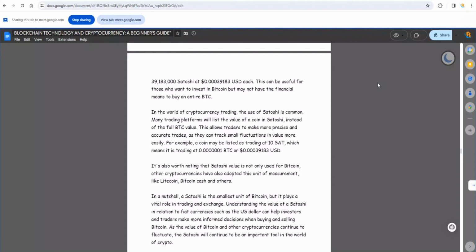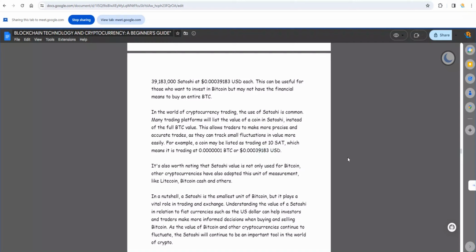So in the world of cryptocurrency trading, the use of Satoshi is common. Many trading platforms will list the value of a coin in Satoshi instead of the full BTC value. This allows traders to make more precise and accurate trades, as they can track small fluctuations in value more easily. For example, a coin may be listed as trading at 10 sats, or 10 Satoshi, which means it's trading at 0.0000001, okay? Those are 10 Satoshis. Or 0.000039, now in reference to the price of one Bitcoin.